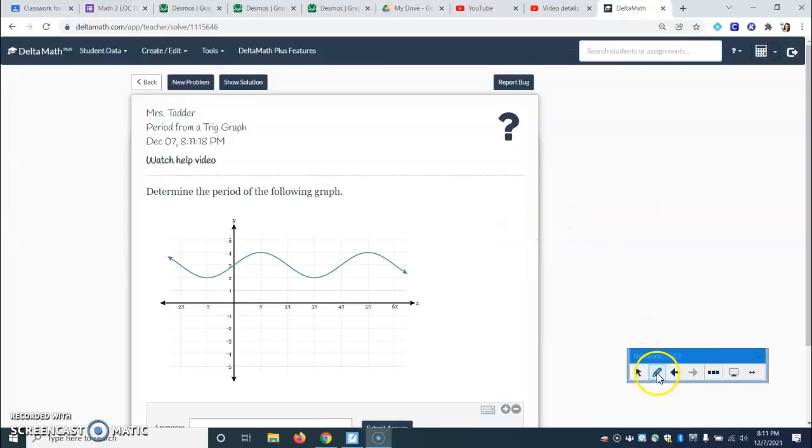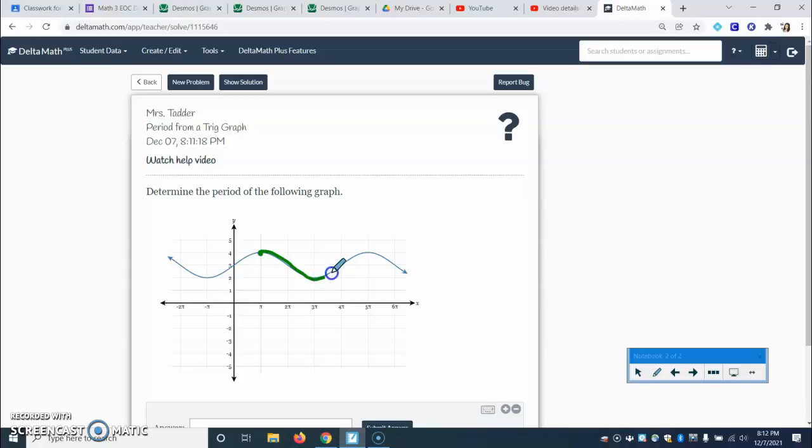Hi guys, some of you had emailed me asking questions about the Delta Math trig graphs, specifically how to find the period. So I'm just going to do a few of these. The period is basically one full cycle, or one full ride in the wave, until it just repeats.